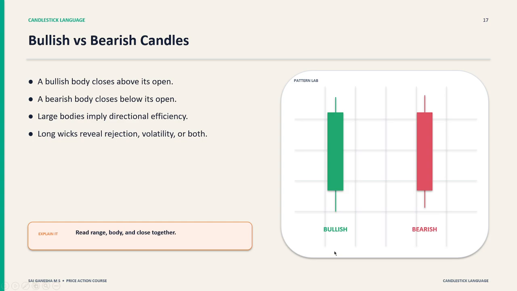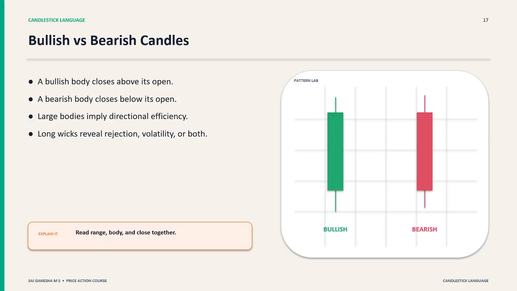But the color alone isn't enough. We should also look at the candle size and where it closes. A large bullish body means buyers may have made good progress during the period. It doesn't automatically mean we should buy, but it shows that buyers were active. In the same way, a large bearish body shows that sellers made strong progress during that period.